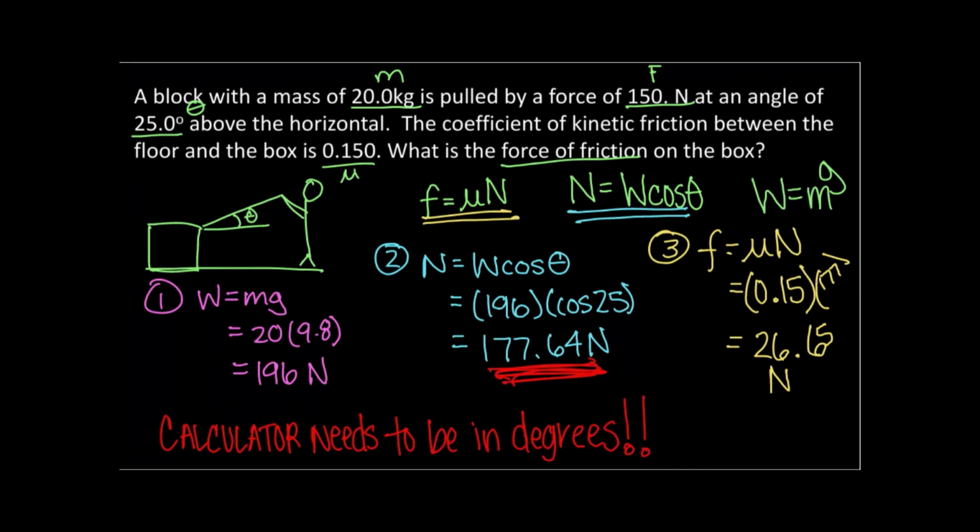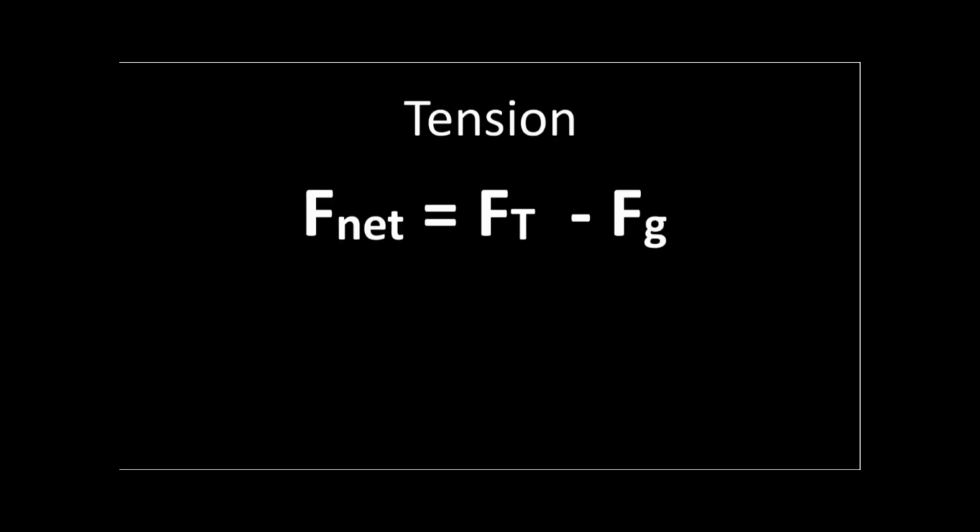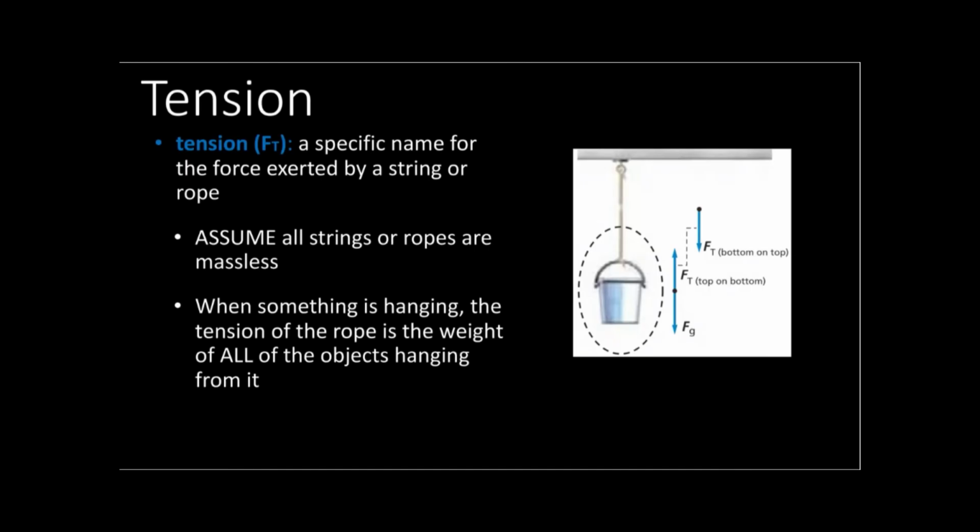Okay. And it's an angled friction problem. So it's a little bit more difficult because it has trig in it. So now we're going to talk about tension a little bit. And I think I have a little instruction sheet. Okay. So tension is a specific type of force that is exerted by a string or a rope.